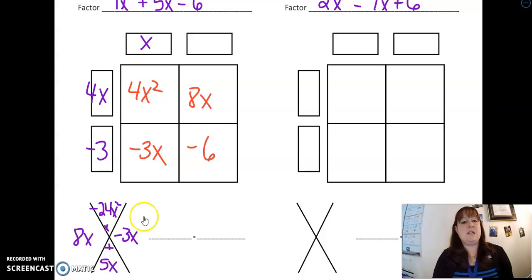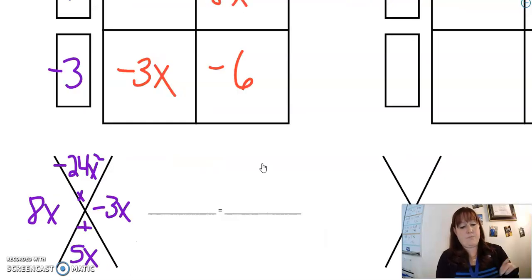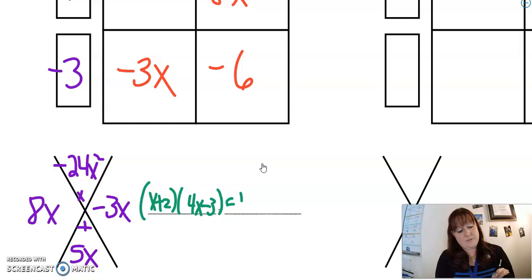And then I need this and this to multiply to 8x, so that's got to be a 2. And let's see, does that work? Negative 3 times positive 2 is negative 6. So yeah, my factors are x plus 2 times 4x minus 3. And that equals our original function. That's the same as 4x squared plus 5x minus 6, just written in a different form.